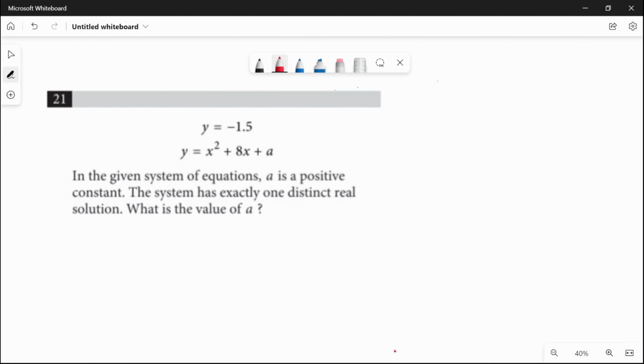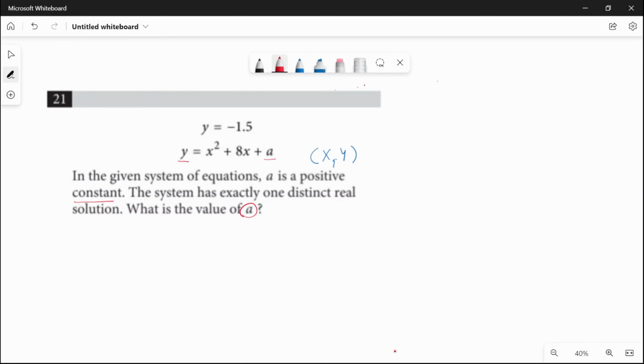Question number 21. We are given a system of equations where a is a positive constant, and the system has exactly one real solution, and we are asked to find the value of a. First, you should notice that the value of a is the y-intercept of the quadratic function given. And in order to find the value of a, we have to know at least one point that lies on this quadratic function. So we need to know one value of x and its corresponding value of y.